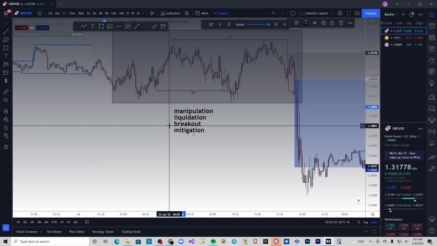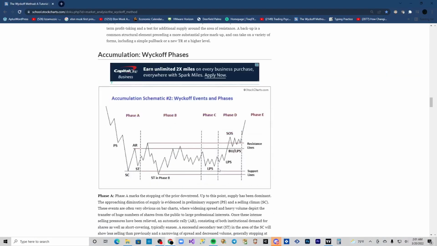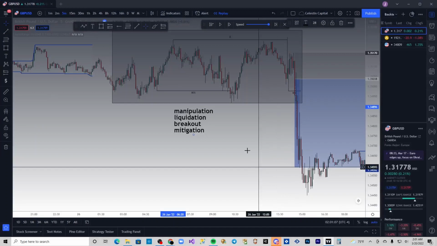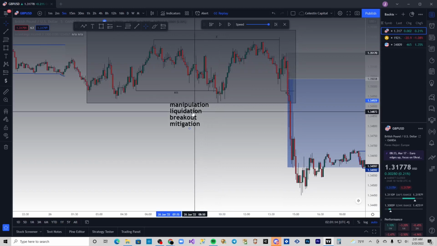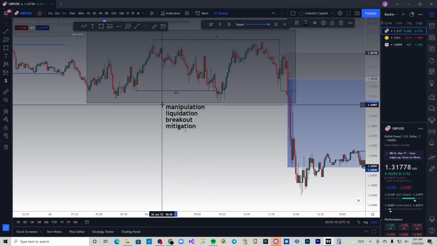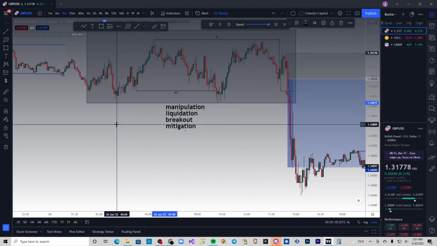This just makes it easier for you guys to not have to label every single part of Wyckoff. Simplify trading for yourselves, guys. Don't overcomplicate this because it's hard enough. I want to make things easier for you guys, and you should make things easier for yourselves as well. Remember, manipulation, liquidation, breakout, mitigation.